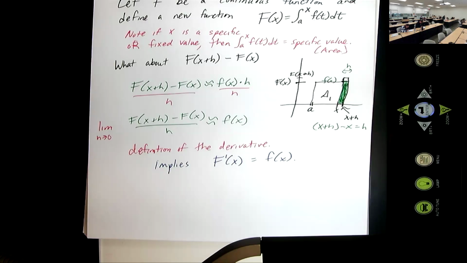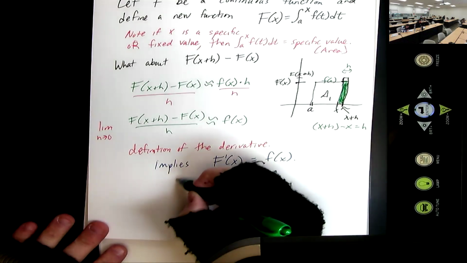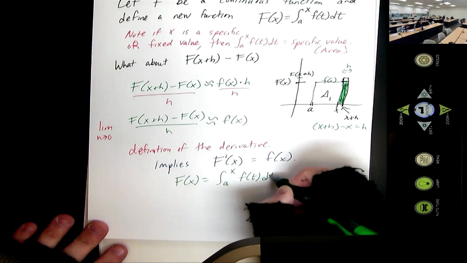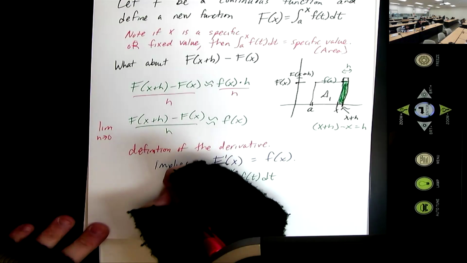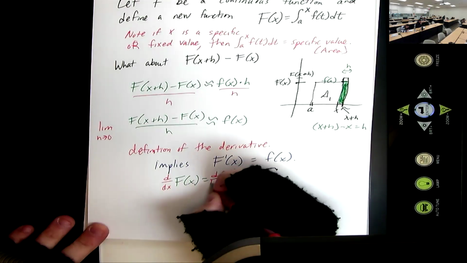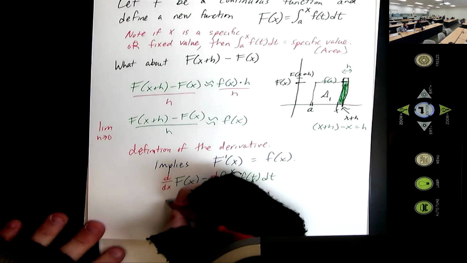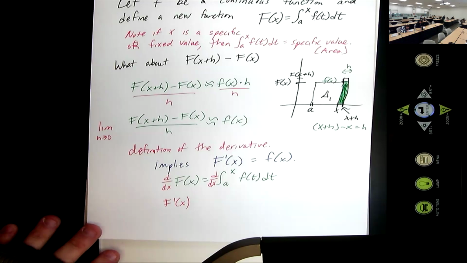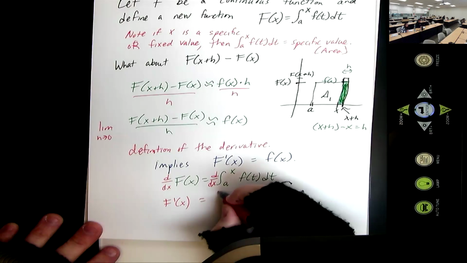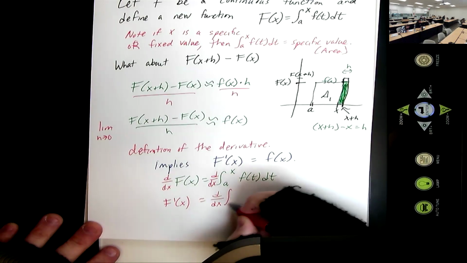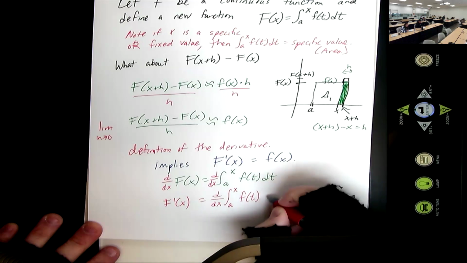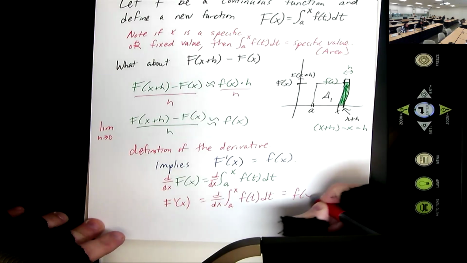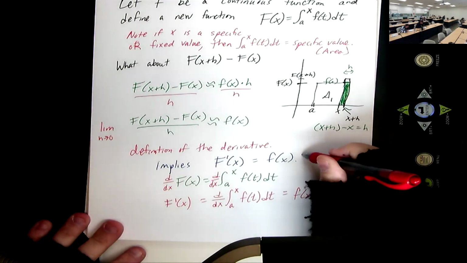And so we started with F of x equals the integral from a to x of f of t dt. And we're going to take the derivative of both sides. This turns into F prime of x. This doesn't really change, because we don't know what t is, so we can't do anything with it. But we know this should equal f of x, by our implication right here.